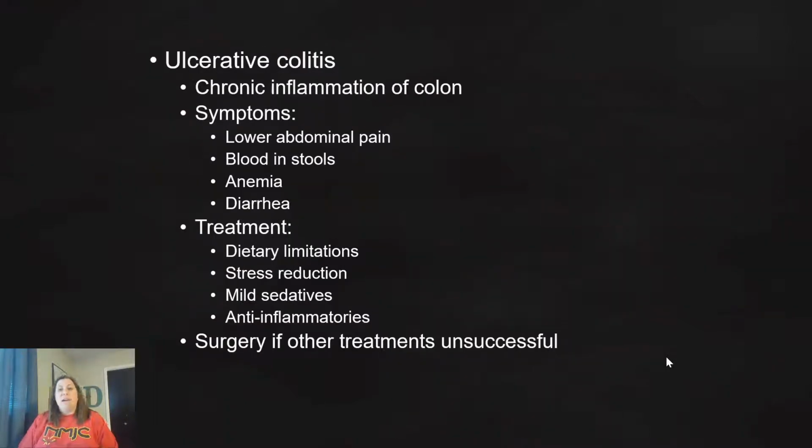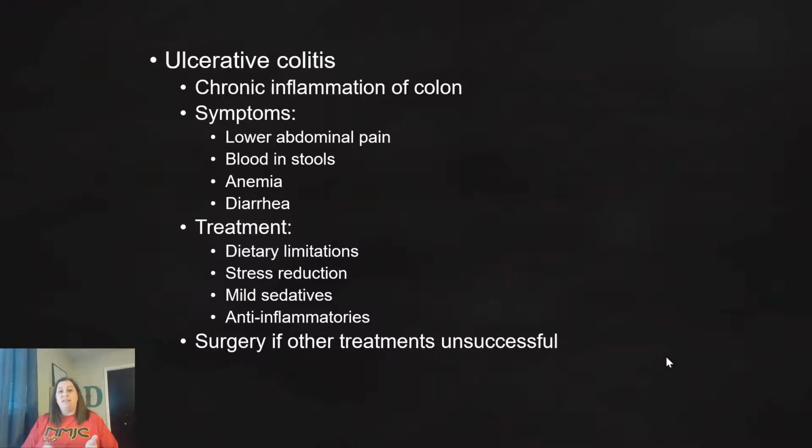The next one we want to look at is ulcerative colitis. When we look at this, this is also going to be chronic inflammation of the colon. This is another one that normally starts out as inflammatory bowel disease, and then we can specifically pinpoint it to ulcerative colitis after more tests. Symptoms are lower abdominal pain. There'll normally be blood in the stool. The patient will be anemic, and they may also have a lot of diarrhea.